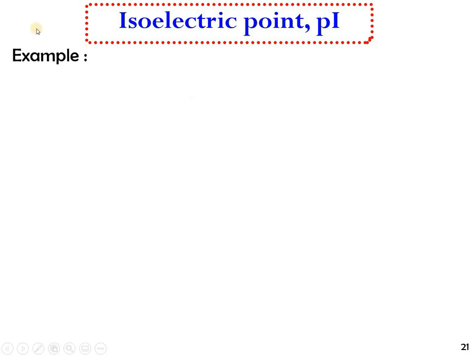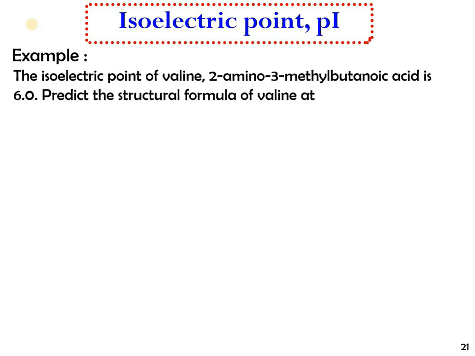Let's see some examples that involve the isoelectric points, Pi. The isoelectric point of valine, 2-amino 3-methylbutanoic acid, is 6.0. Predict the structural formula of valine at isoelectric point Pi, pH 12 and pH 1.